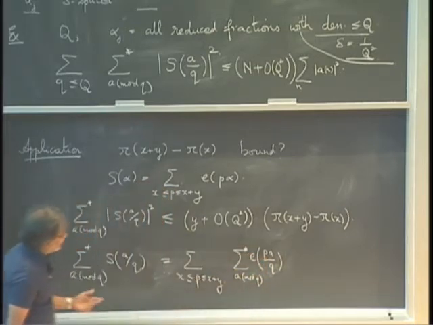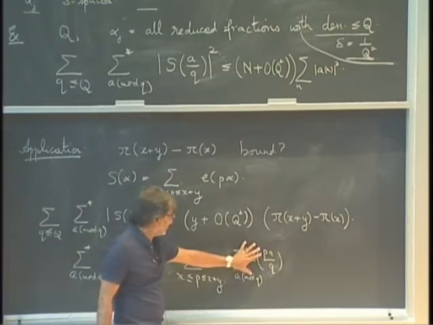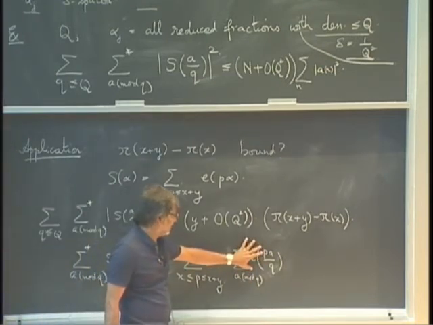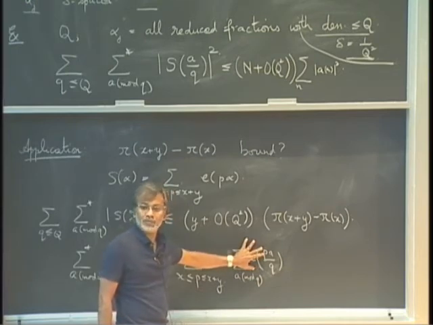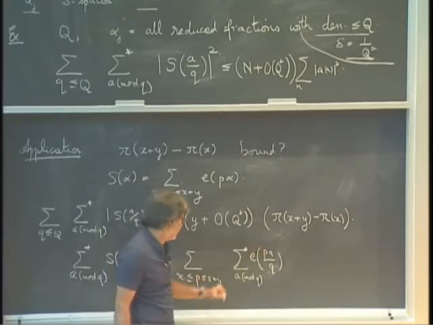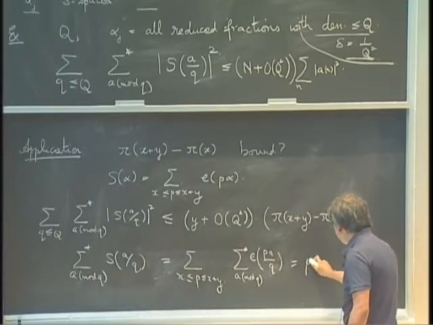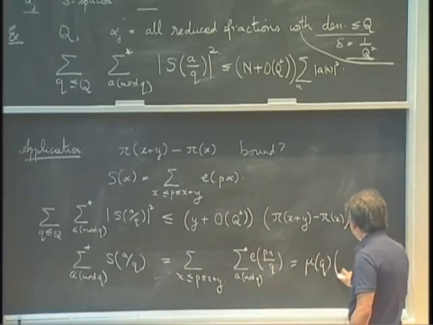Now, it's an elementary exercise to check that if you want to compute this Ramanujan sum, you would get an answer that this is exactly equal to the Möbius function of q. If you sum all the primitive qth roots of unity, you get the Möbius function of q. Okay? So then this would be the Möbius function of q times the number of primes in my interval.